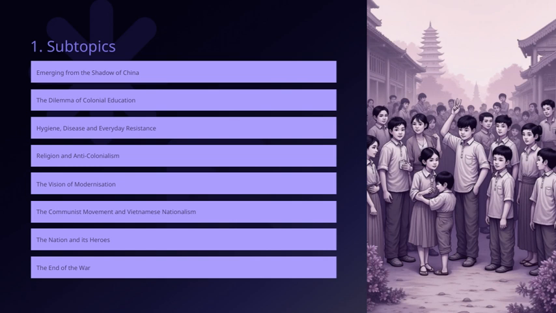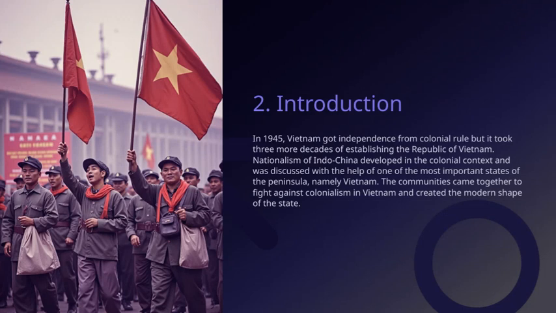Finally, emerging from the shadow of China signifies Vietnam's efforts to assert its own identity and independence, distinct from its powerful neighbor. All these points connect to the broader theme of how Vietnam navigated its path toward sovereignty, balancing tradition, modernity, and external influences. In 1945, Vietnam achieved independence from colonial rule, marking a significant milestone in its history.